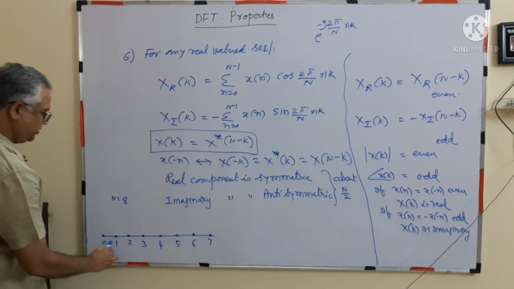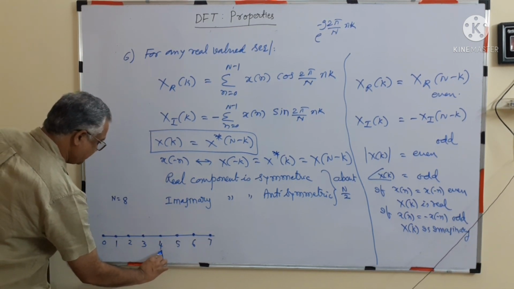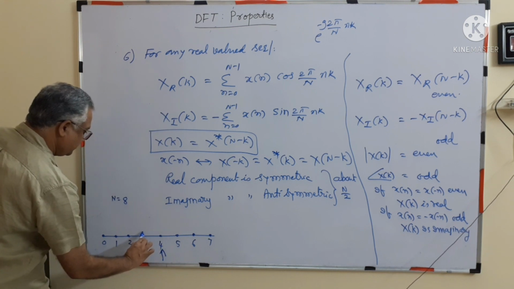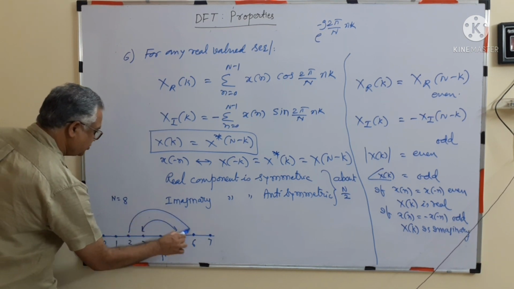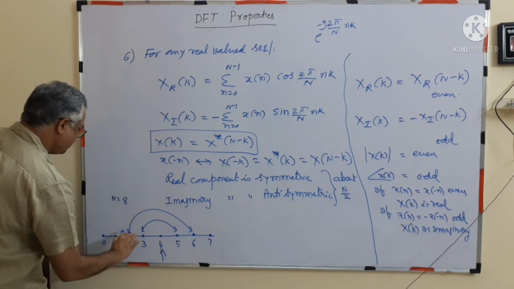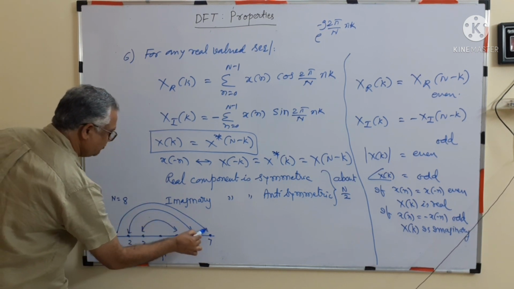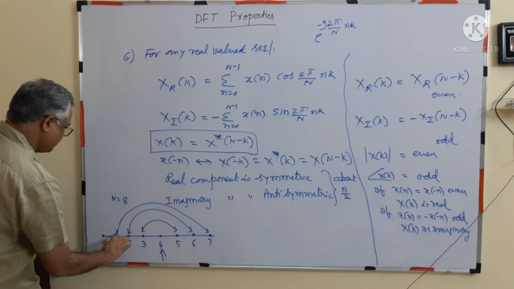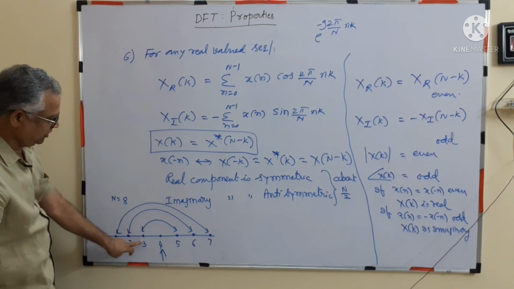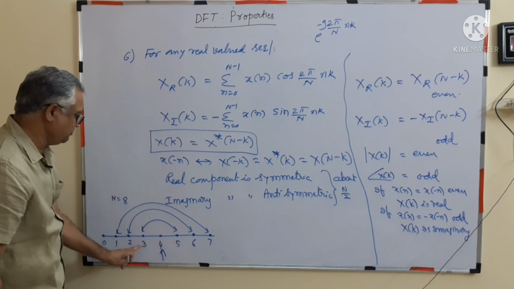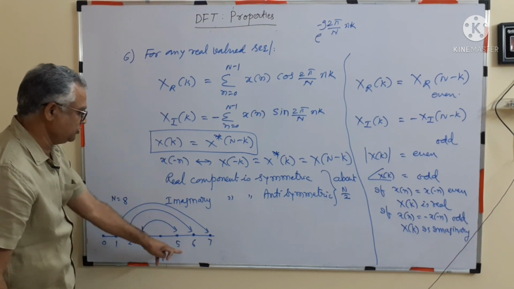So what is N by 2 here? This is the center. These two are complex conjugates. These two are complex conjugates. These two are complex conjugates. That means if you know the DFT at 3, you can find 5 just by taking the complex conjugate.